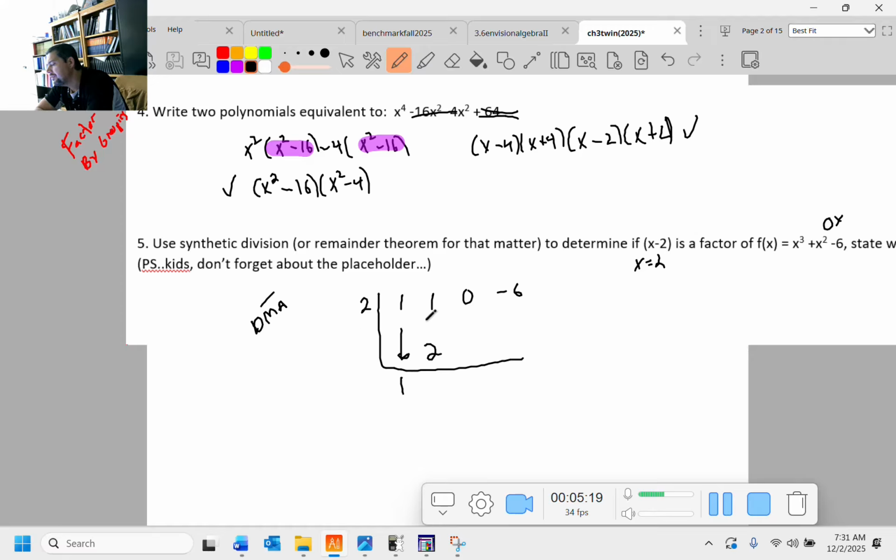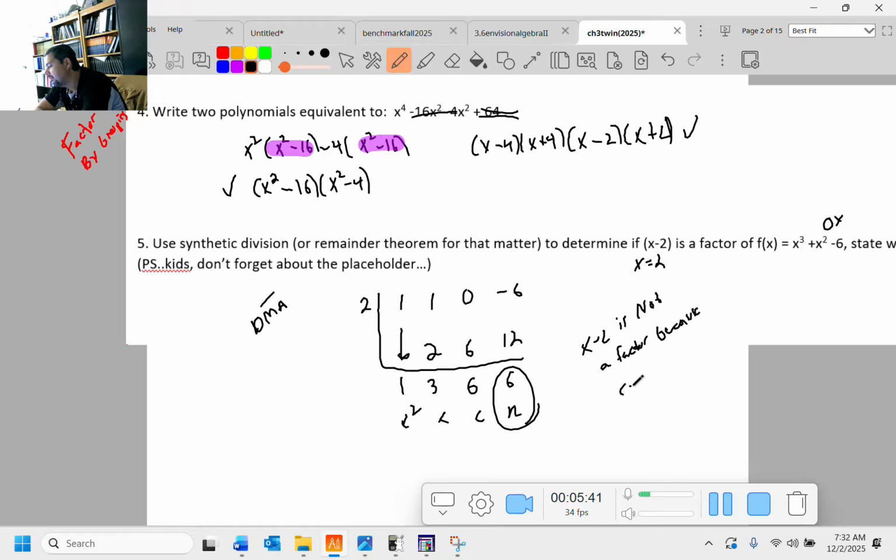We drop the 1, 2 times 1 is 2. 1 plus 2 is 3. 2 times 3 is 6. 0 plus 6 is 6. 2 times 6 is 12. Negative 6 plus 12 is 6, the remainder. Now, x minus 2 is not a factor because the remainder is not 0. It was 6. You have to have a 0. We've been over that repetitively.